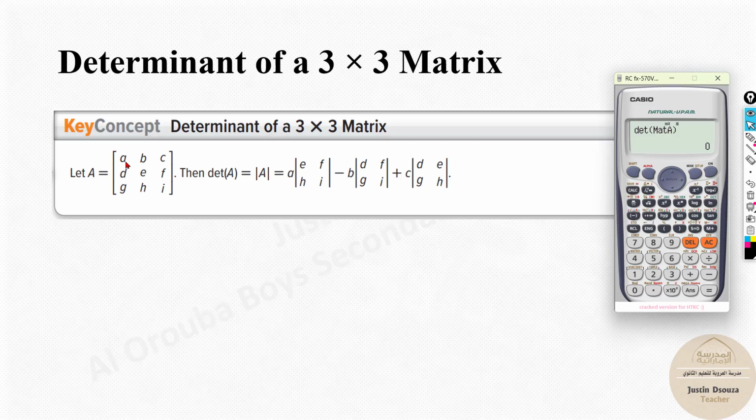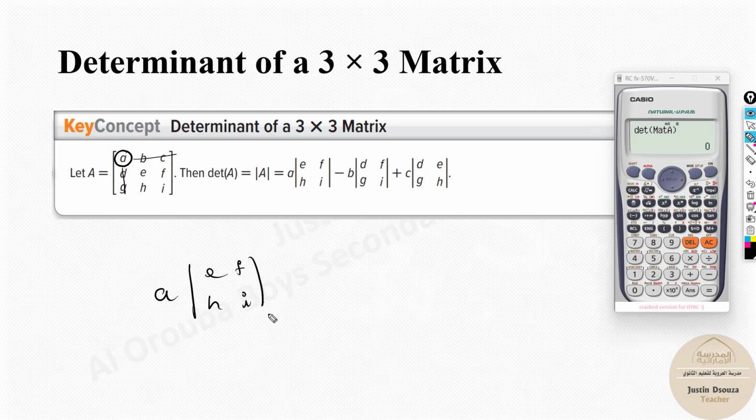Now, let's see this. Here, this is the important thing. If you want to find the determinant of a 3 cross 3, you should take this first A and then ignore the rows and columns beside it. What is remaining? These values. Find the determinant of them: E, F, H, I.